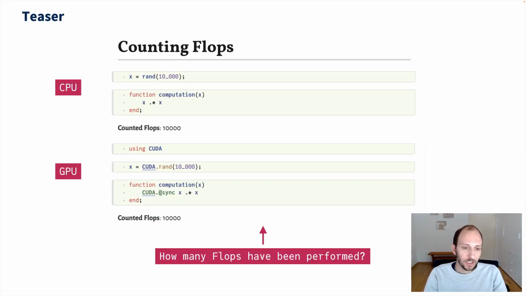The promise of my talk is that by the end of the talk you have understood how, for a generic Julia function computation called here, you can count, for example, the number of floating point operations that have actually been conducted by the CPU. And equally, you will be able to do the same thing on the GPU.